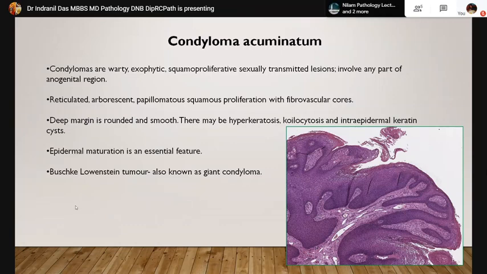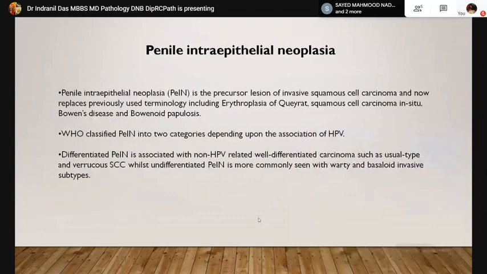The Buschke-Löwenstein tumor is also known as giant condyloma. It is a variant of condyloma acuminatum. Now, penile intraepithelial neoplasia is the precursor lesion of invasive squamous cell carcinoma and now replaces the previously used different terminologies, including erythroplasia of Queyrat, squamous cell carcinoma in situ, Bowen's disease, or Bowenoid papulosis.